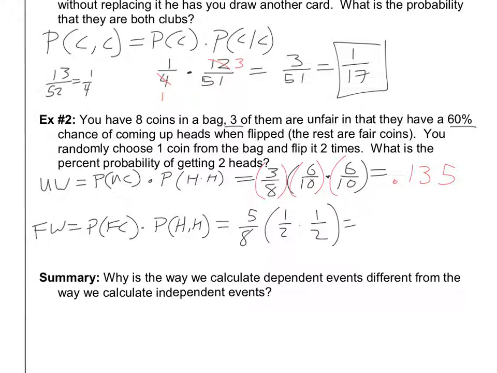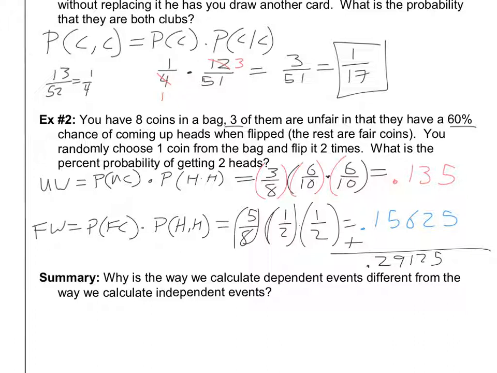So really there are 3 events happening here. And then you could do 5/8 times 1/2 times 1/2. Remember to put parentheses. If you do that, the probability of you drawing the fair coin and then getting heads twice would be 0.15625. Now I said before, these are both the ways we could get this 2 heads outcome. So we need to add these 2 things together. When you add these together, you get a total probability of 0.29125. So around 29%.